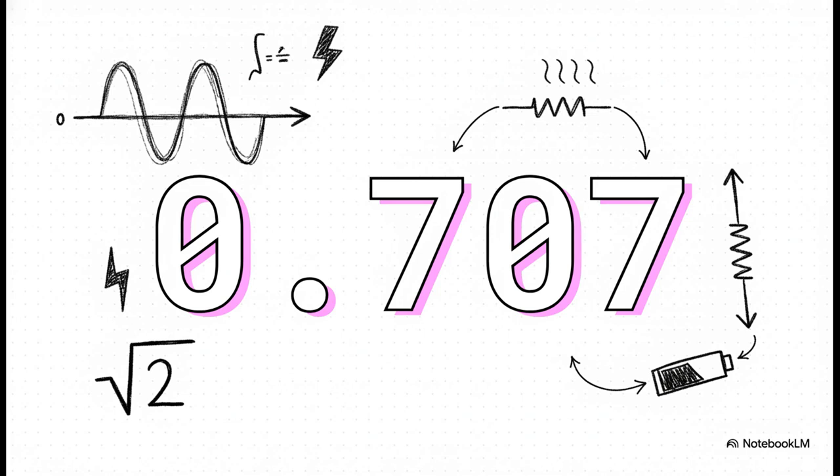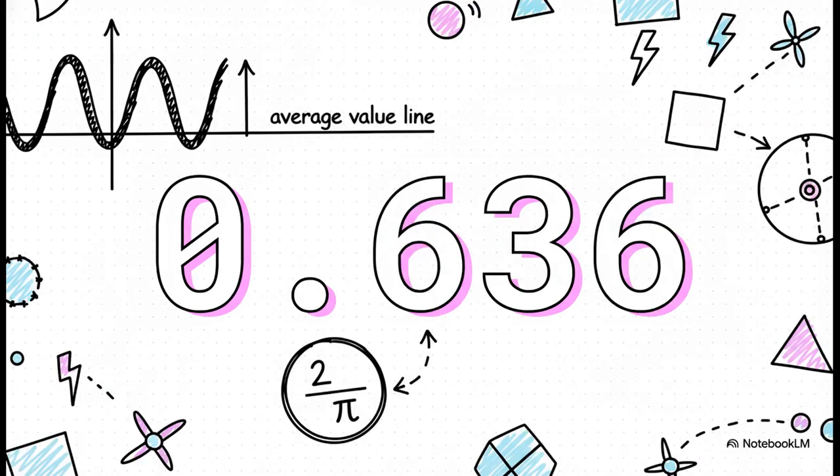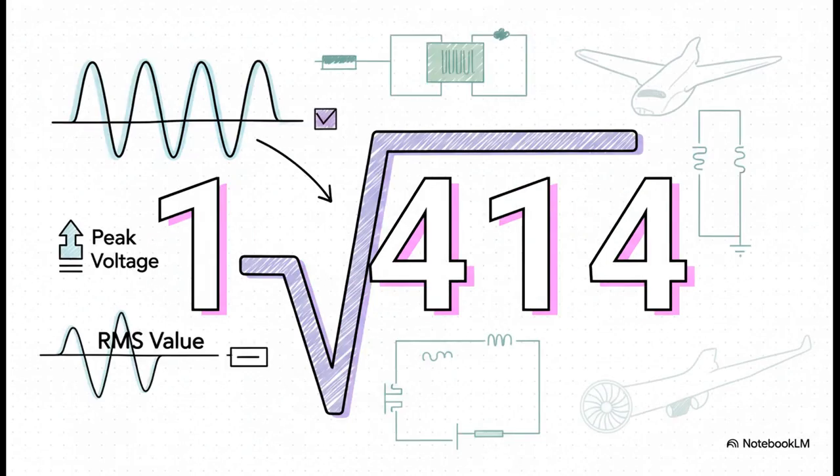0.707. This is the root mean square, or RMS, value. Derived from 1 over the square root of 2, it represents the effective value of an AC waveform, the equivalent DC voltage required to produce the same heating effect. 0.636, the average value constant, derived from 2 over pi. This represents the average of all positive instantaneous values in a single half cycle.